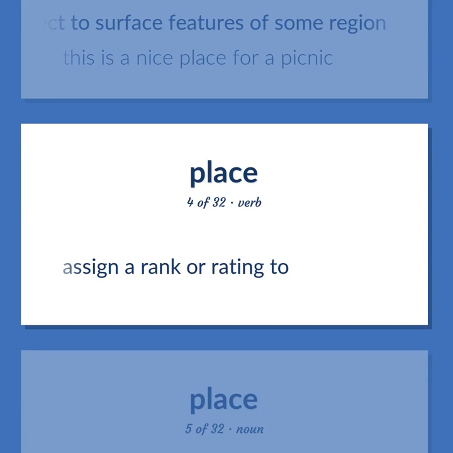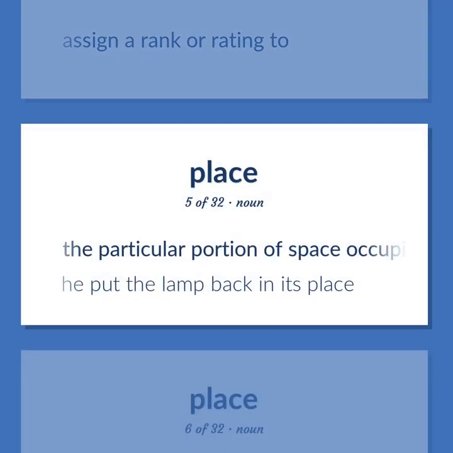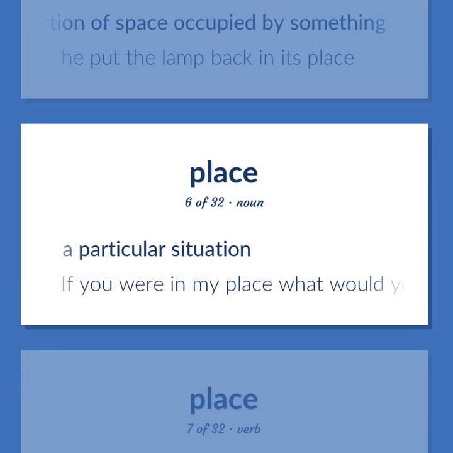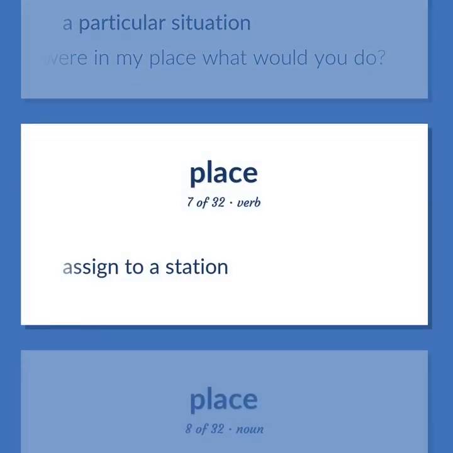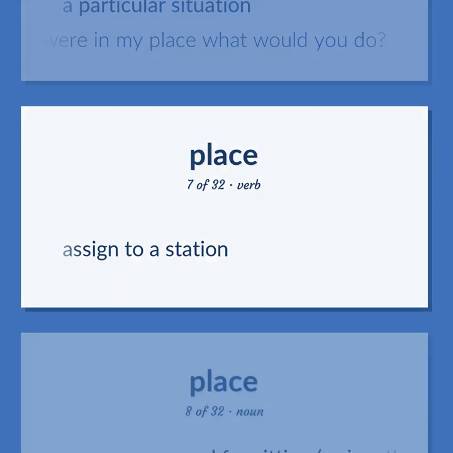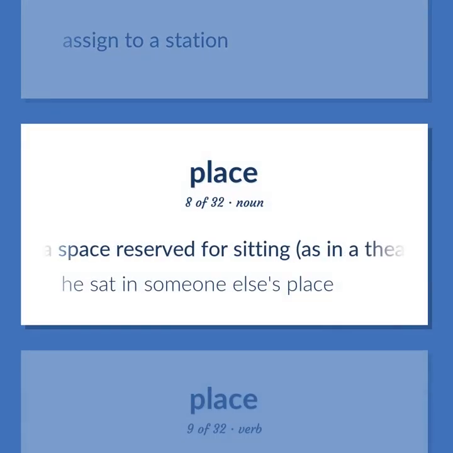Assign a rank or rating to. The particular portion of space occupied by something. He put the lamp back in its place. A particular situation. If you were in my place, what would you do? Assign to a station. A space reserved for sitting, as in a theater or on a train or airplane. He sat in someone else's place.